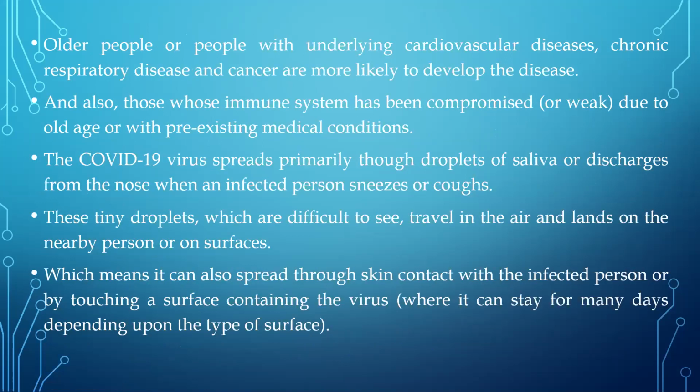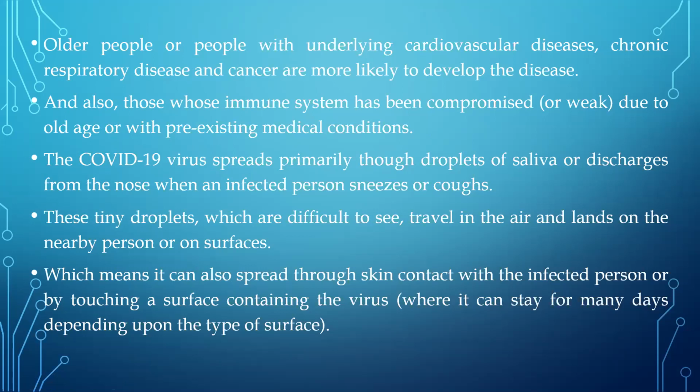Now, what group of people are highly affected? Older people, then people with underlying cardiovascular disease, chronic respiratory disease, cancer, and people having pre-existing medical conditions. Now, what is common in all these people? The immune system is weak. Older people, when you cross a certain age, the immune system becomes weaker and weaker. So people with a weak immune system are more vulnerable against this particular infection.